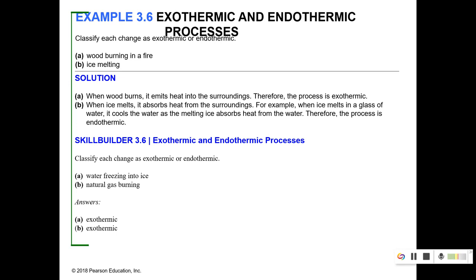Natural gas burning is going to be endothermic. Sorry, exothermic. All burning things are going to be exothermic.